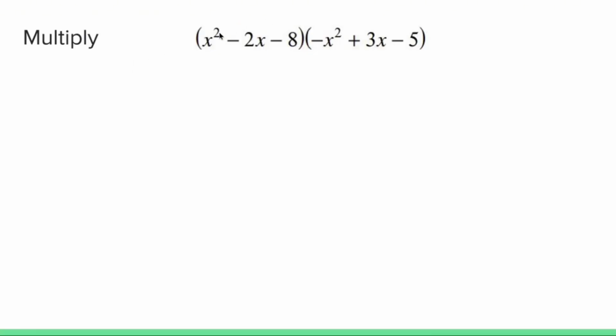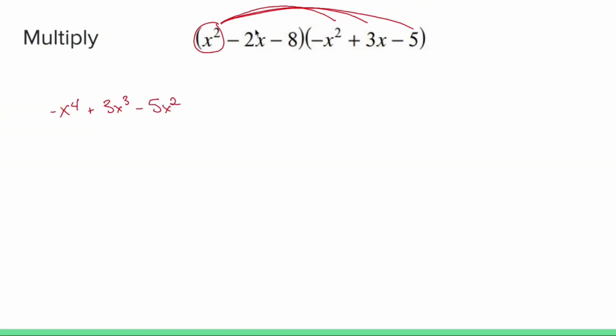Ooh, look at this extended FOIL problem. You're going to have a lot of distributive property. Since we have a trinomial times a trinomial, we're going to focus on the first term of this trinomial and distribute that to all three of those guys. So x squared times negative x squared is negative x to the fourth. X squared times positive 3x is positive 3x cubed. And x squared times negative 5 is negative 5x squared.